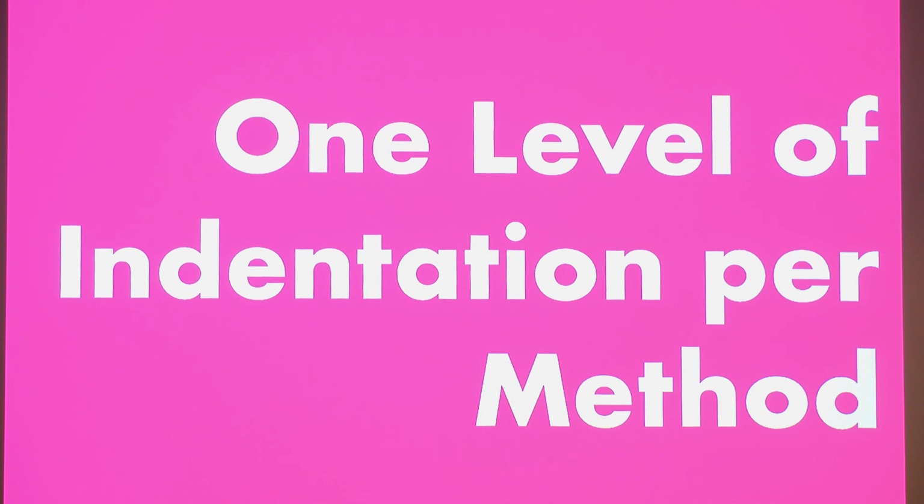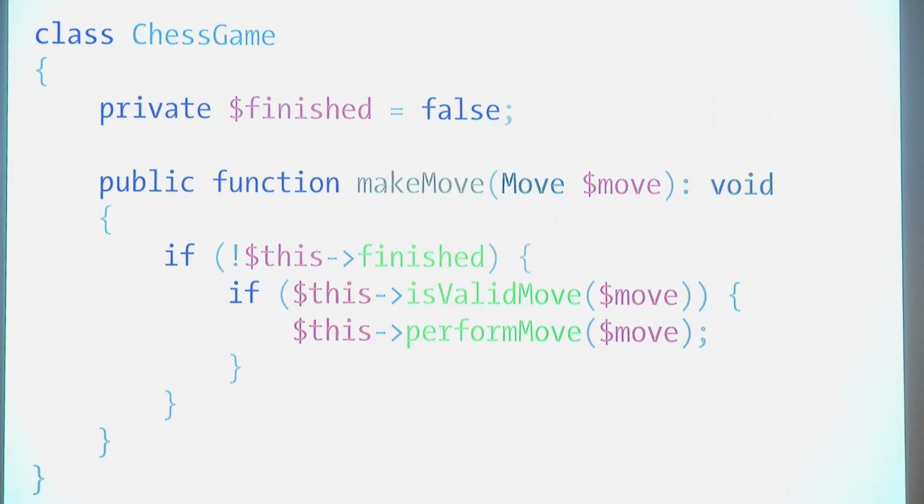Right. 1 level of indentation per method. This one is a bit extreme, but it's interesting to know the techniques to simplify code. As you can see, in chess game, I have this make move method. If the game is not finished, then I want to check if it's a valid move. And if it's a valid move, then I want to perform the move. As you can see, this method has 2 levels of indentation, while we should have only 1.